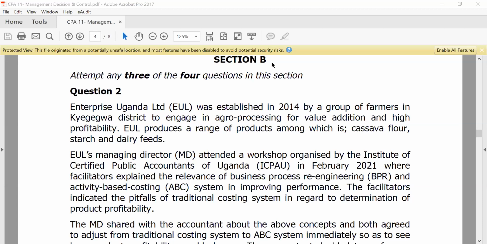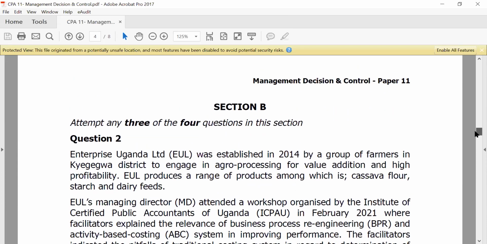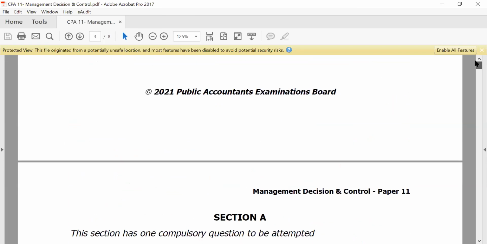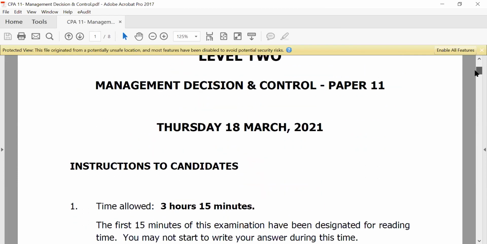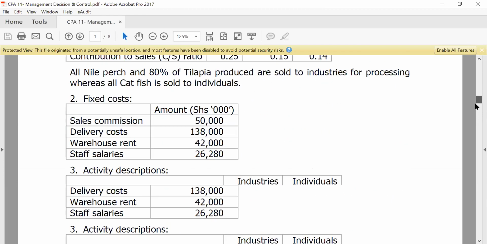So that is where ABC comes from: the inefficiencies of the traditional method. This question is going to give us an insight into how to go about ABC whenever we have a scenario, either a practical scenario in real time at your office, or maybe a question in the exam. This question is from March 2021, question two of the CPA question paper, Management Decision and Control. So it's question two.